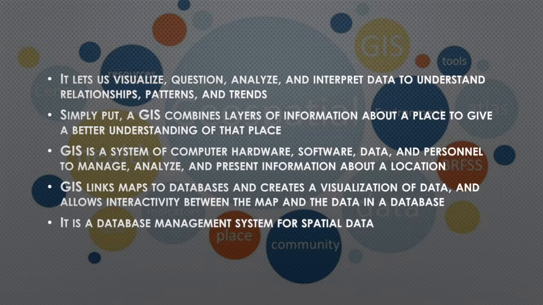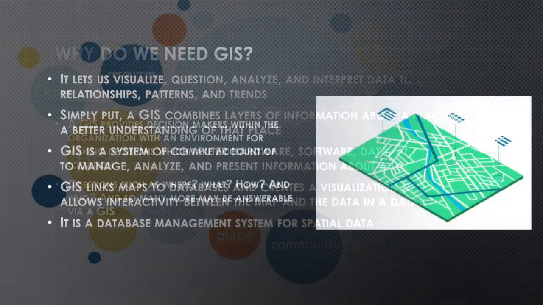GIS is a system of computer hardware, software, data, and personnel to manage, analyze, and present information about a location. GIS links maps to databases and creates a visualization of data and allows interactivity between the map and the data in databases. Basically, it is a database management system for spatial data, also known as geographical data.